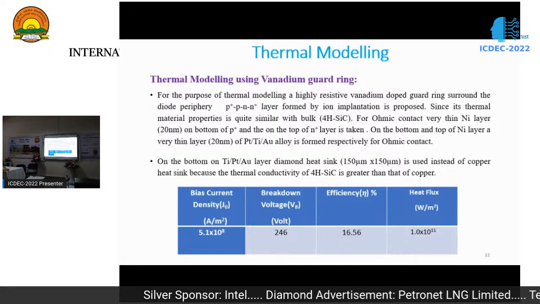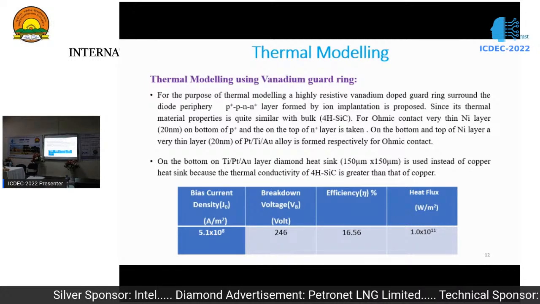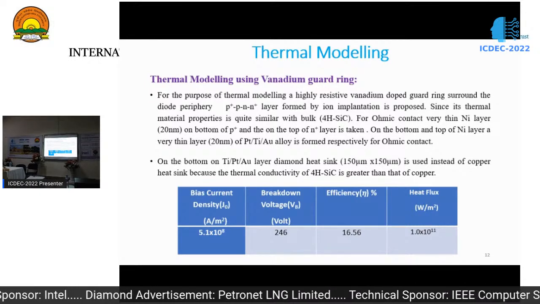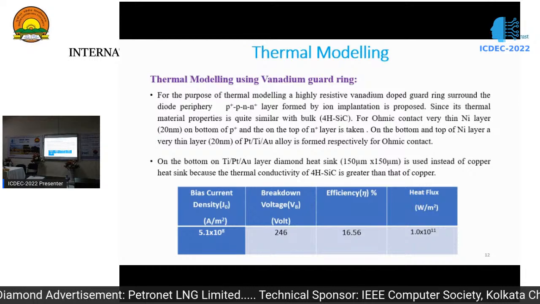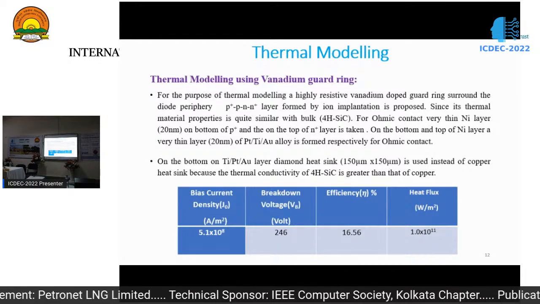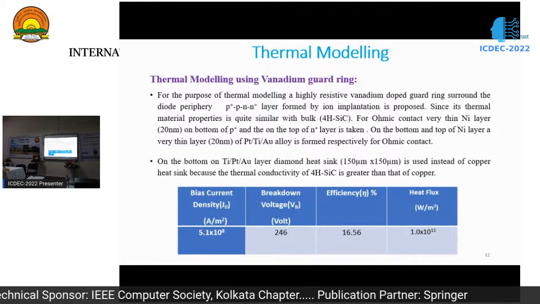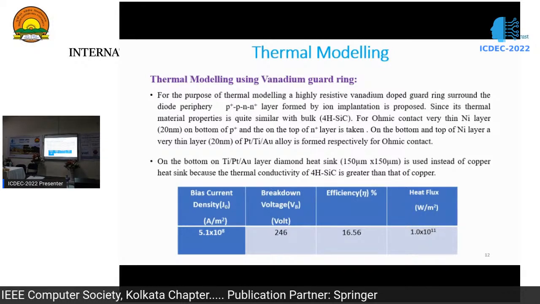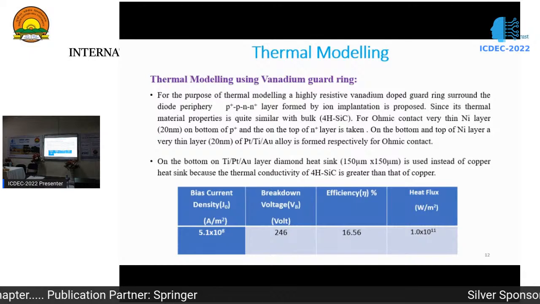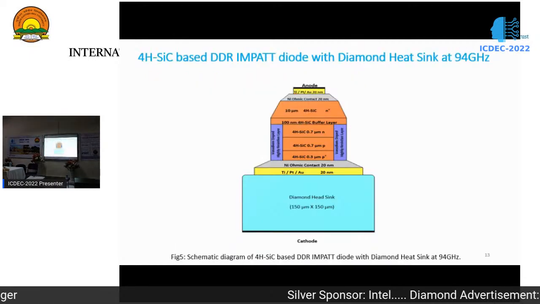Then the heat flux, that means the equivalent heat energy that is generated at the junction, will be very high. You can see it is 1 into 10 to the 11 watt per meter square. So if there is no adequate heat sink arrangement, there will be burnout of the device. We cannot get any power, and the device will be burned out. So this is the design.